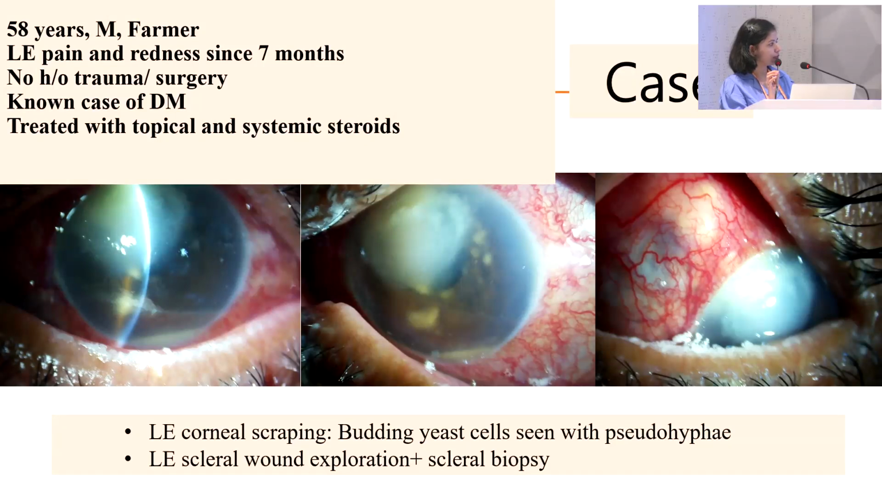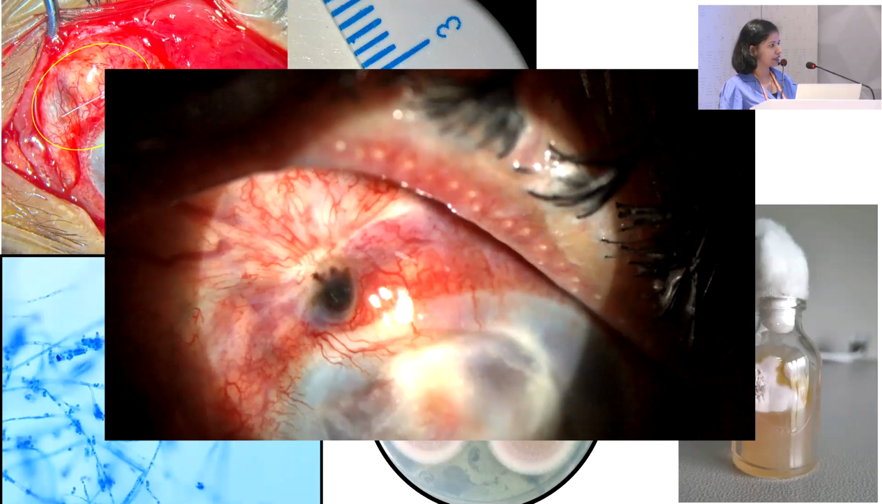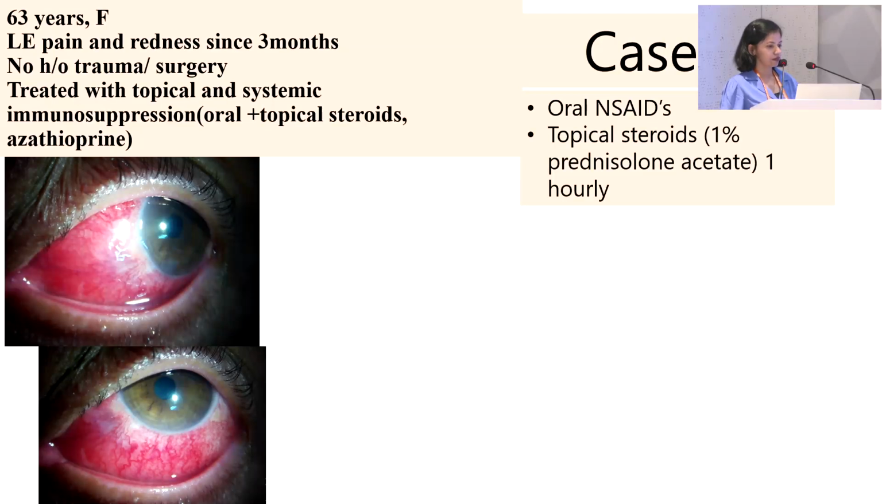We planned for corneal scrapings, and we found budding yeast cells with pseudohyphae. In the last picture, you can see a nodular lesion around 4 to 5 millimeters superiorly, and there was an area of thinning beside that lesion. So we decided on scleral wound exploration in this patient. And to our shock, we found two foreign bodies, which are there in the superior picture. And these are the pictures of the yeast hyphae. So we started the patient on antifungals, oral as well as topical, and we obviously stopped the steroids, and the patient resolved very well.